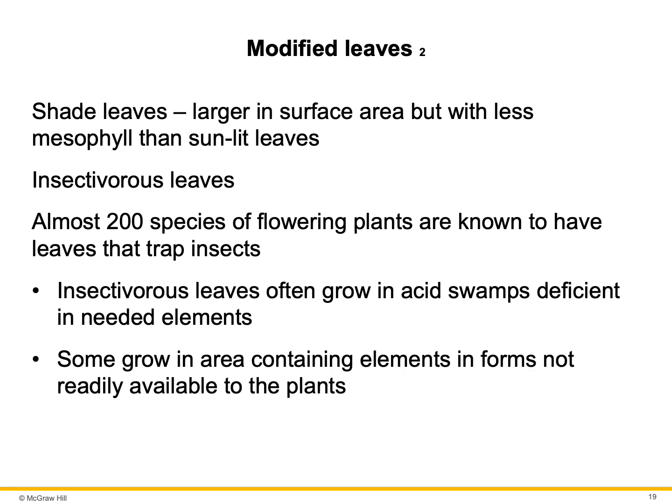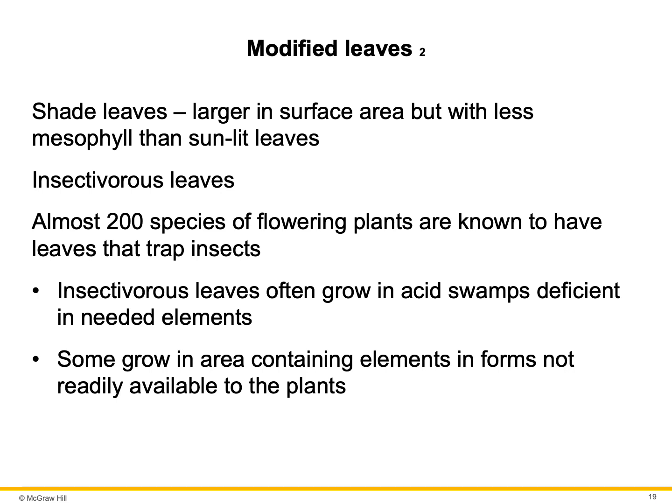And the final category of modified leaves that is pretty interesting is insectivorous leaves. You might have seen insectivorous leaves. Actually, there are almost 200 species of flowering plants that are known to have leaves that trap insects. These plants usually grow in acid swamps that are deficient in nutrients.